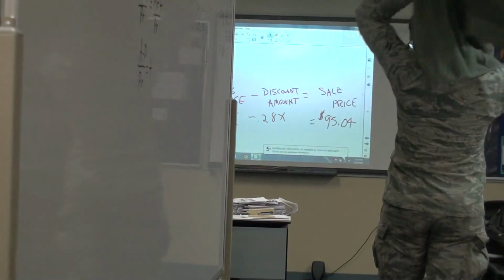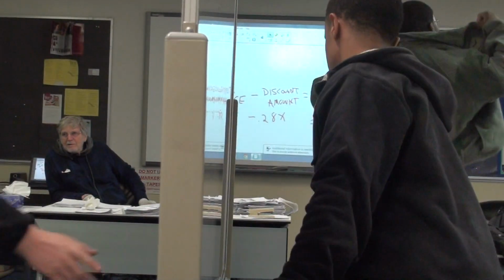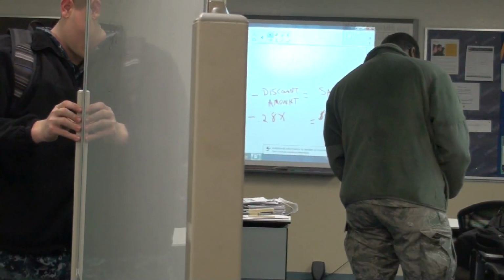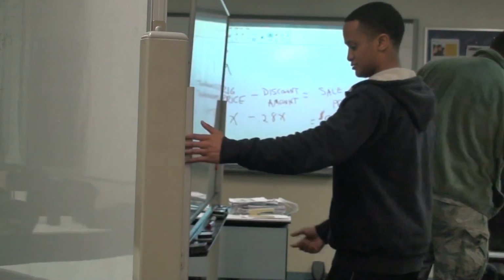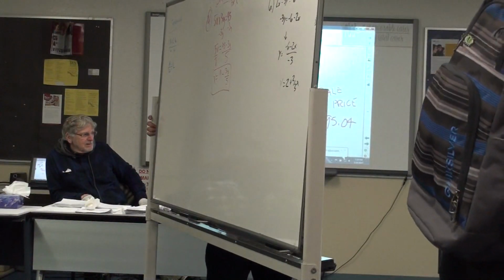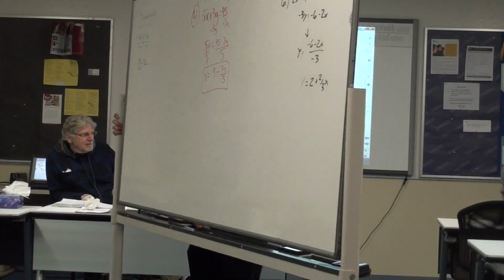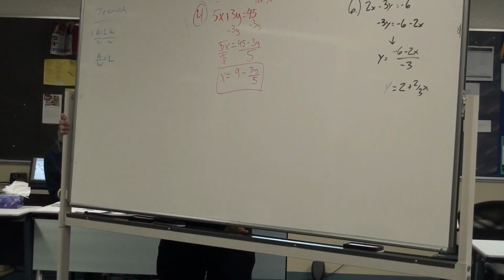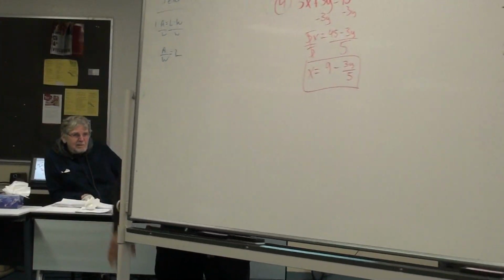You got garbage? Oh, so basically you're asking what's the other percentage, so 28%. So one minus 0.28 is 0.72, yeah. And then you divide 95.04 by 0.72, or 0.73. That'll give you your number that you add to the original price.